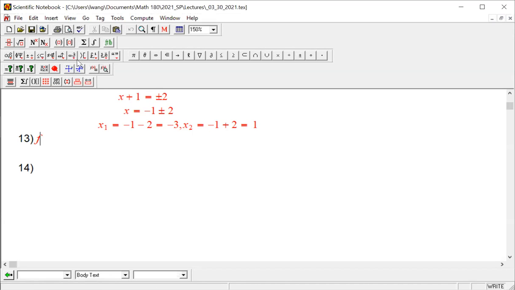First one is f of 1. It tells us to evaluate f of 1. And the next one is solve the equation, where we're going to create an if statement for x.